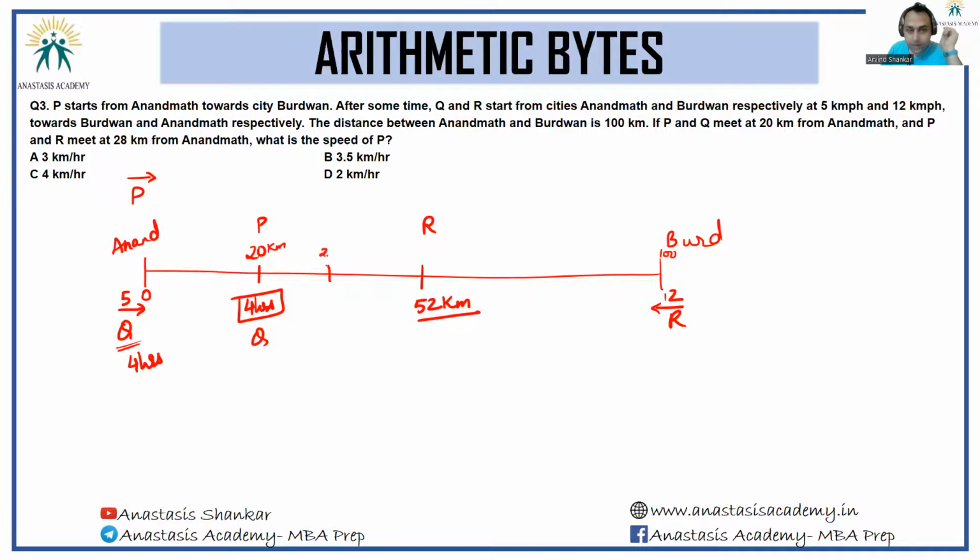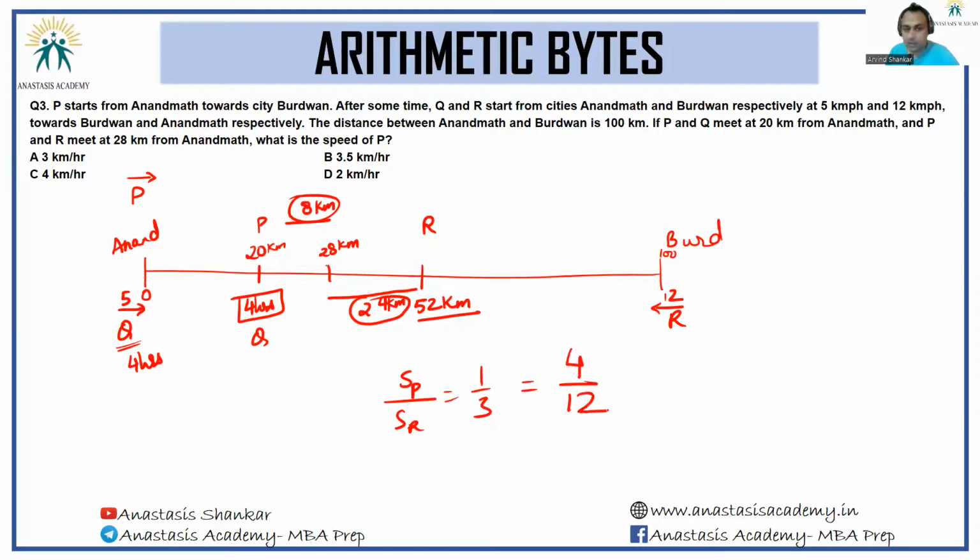When they meet midway at the 28 kilometer mark, P has traveled 8 kilometers in the time that R has traveled 24 kilometers. In the same time, P has traveled 8 kilometers compared to R, which has traveled 24 kilometers, which should now tell me speed of P by speed of R should be equal to 1 by 3. I know speed of R to be 12, so speed of P has to be 4. Option C will be the answer.